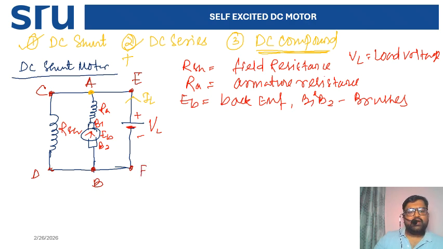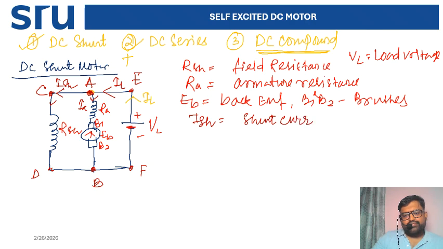E and F, right? Now, the point we have to discuss is that the current IL is entering, but you see there is a node at this point. When the current enters this point, it is still IL, okay? But at this point the current is divided into two parts. One is downward, that is your IA. Another one is towards C, that is your ISH. So in the field circuit the ISH current will flow, and in the armature circuit the armature current will flow. Then the other thing you can write is your shunt current, or we can say field current.